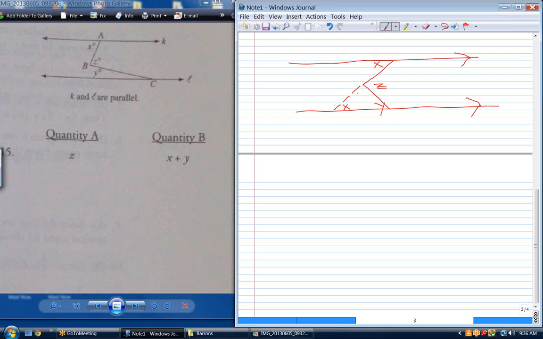What's this angle here? Z? Well, it's not Z. It's supplementary to Z. So it's equal to 180 minus Z. Let's call that angle 1. Angle 1 is equal to 180 minus Z, right? Well, relative to this triangle that I've drawn, what else is angle 1 equal to?